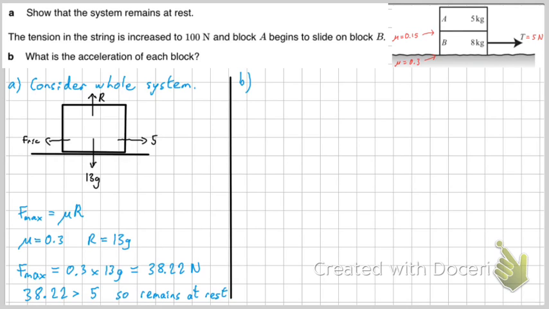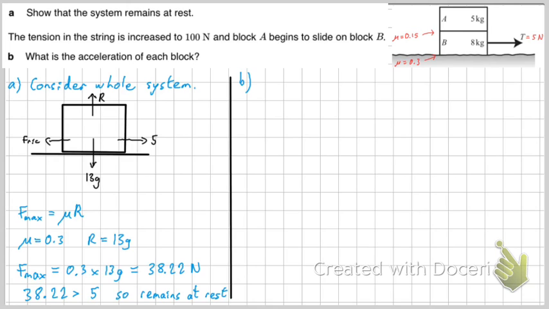So part B is a bit more complicated. You're told that the tension is now 100 newtons and the blocks are going to move relative to each other. Just imagine if you were to yank block B: block A would remain roughly where it is, but it might accelerate a tiny little bit towards you whilst it's in contact with B. So block B is going to have friction above and below, whereas block A is going to just have friction below. And actually block A is going to be accelerated by that friction.